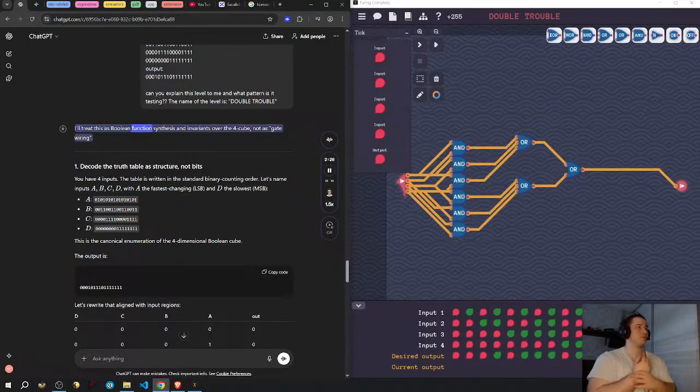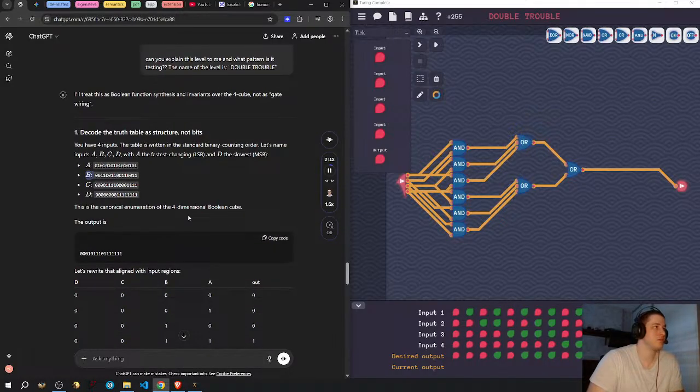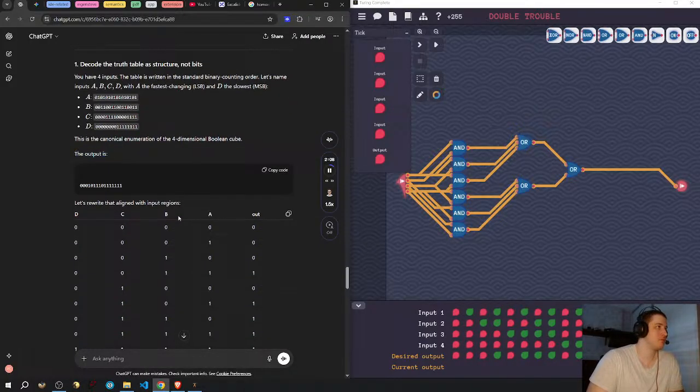I'll treat this as Boolean function synthesis and invariance over the 4-cube, not as gate wiring. Decode the truth table as structure, not bits. You have 4 inputs. The table is written in the standard binary counting order. Let's name inputs A, B, C, D, with A the fastest changing, LSB, and D the slowest, MSB. This is the canonical enumeration of the 4-dimensional Boolean cube.